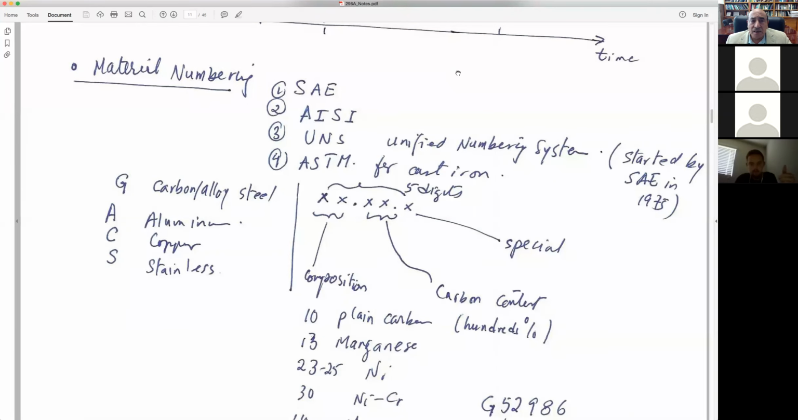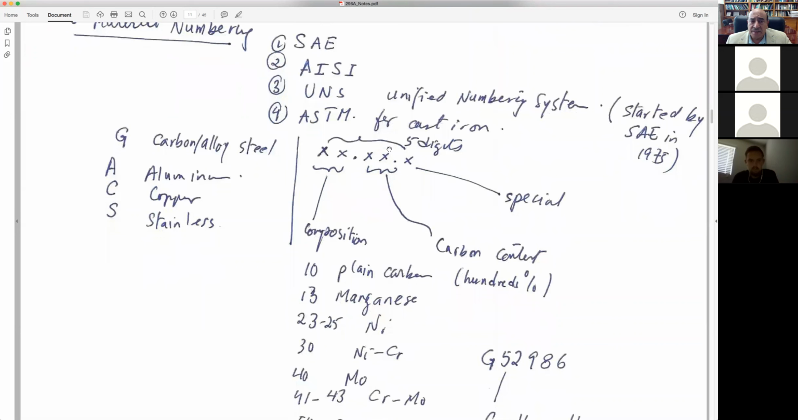Okay. So the other properties are material numbering systems, and those are the different societies: the Society of Automotive Engineers, the American Institute of Steel, and ASTM, UNS, the Unified Numbering System. An example is that the alloys are given letters like G for carbon steel, A for aluminum, C for copper, and S for stainless steels.